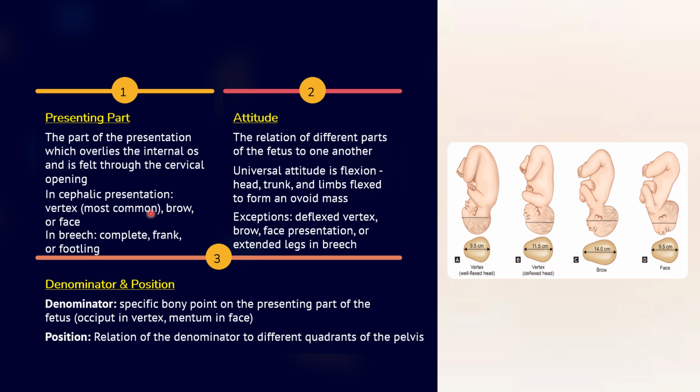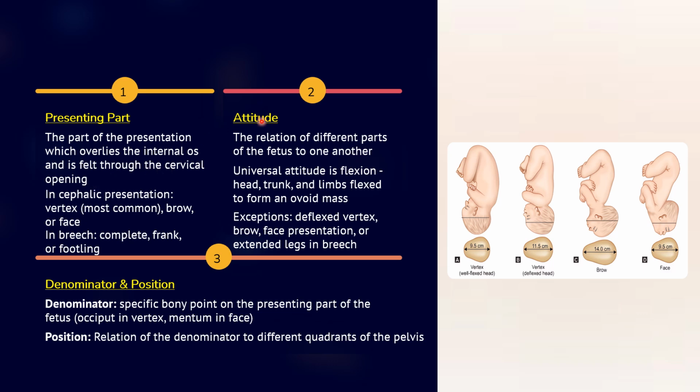Okay, if the presentation is the breech, is it the complete breech, only the buttocks that you are feeling, or is it the flank that you are feeling, or is it the foot that you are feeling? Okay, so that is the presenting part. Don't get confused. It is the part of the presentation which overlies the internal os and is felt through the cervical opening. Okay, when you do the PV, the part you feel is the presenting part.